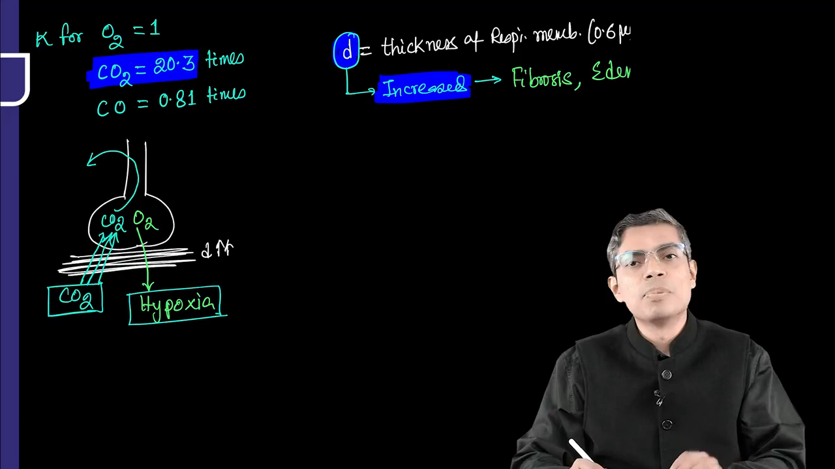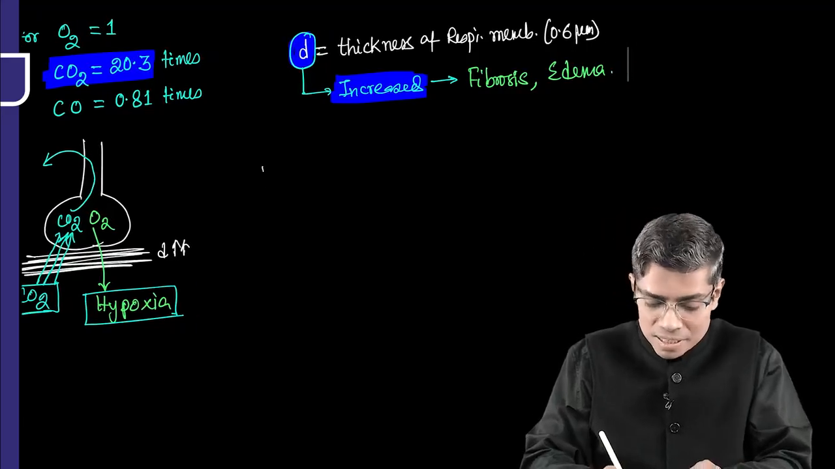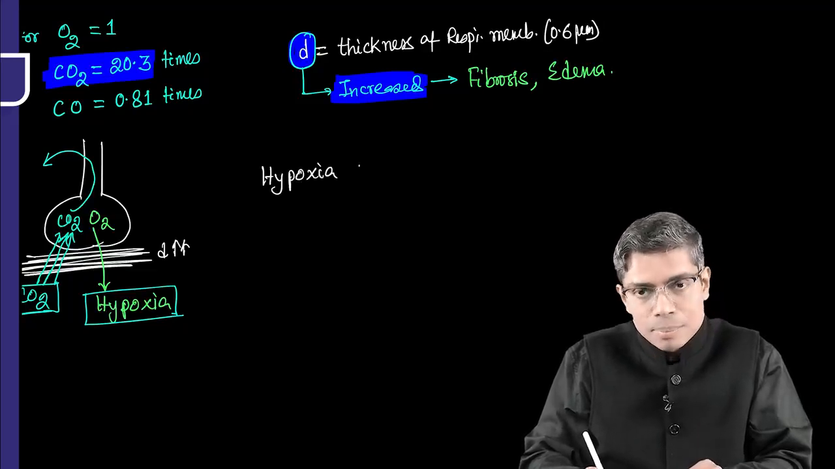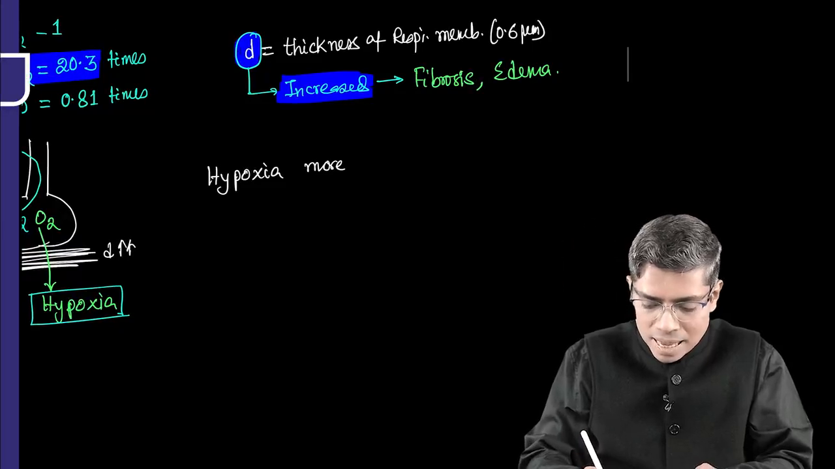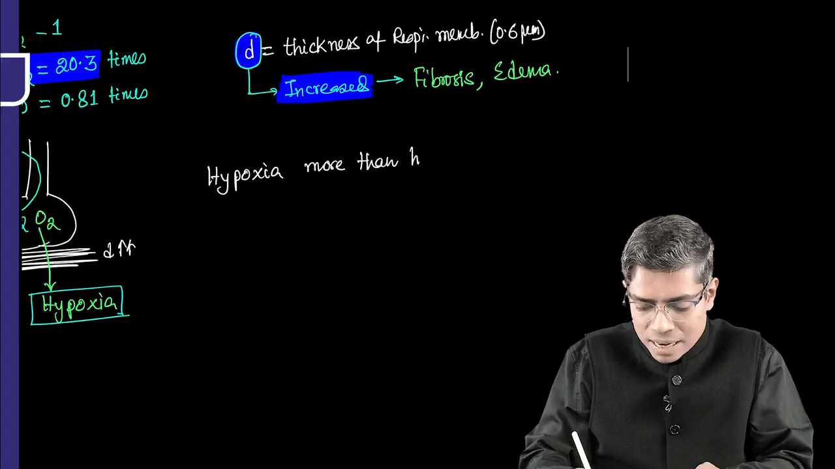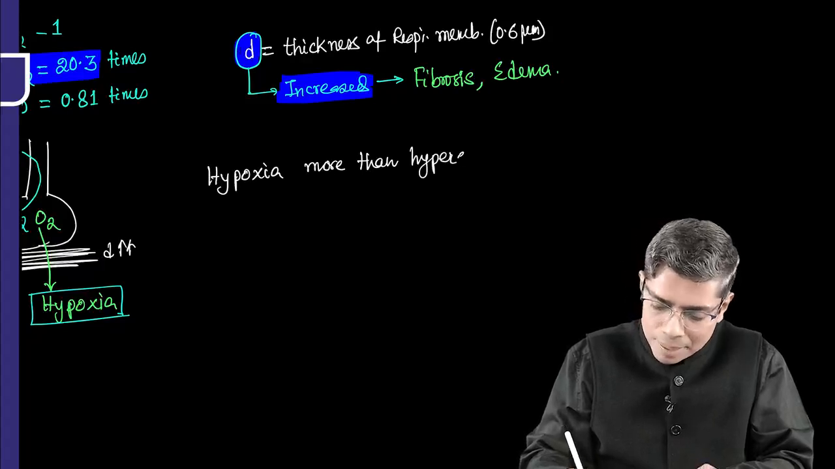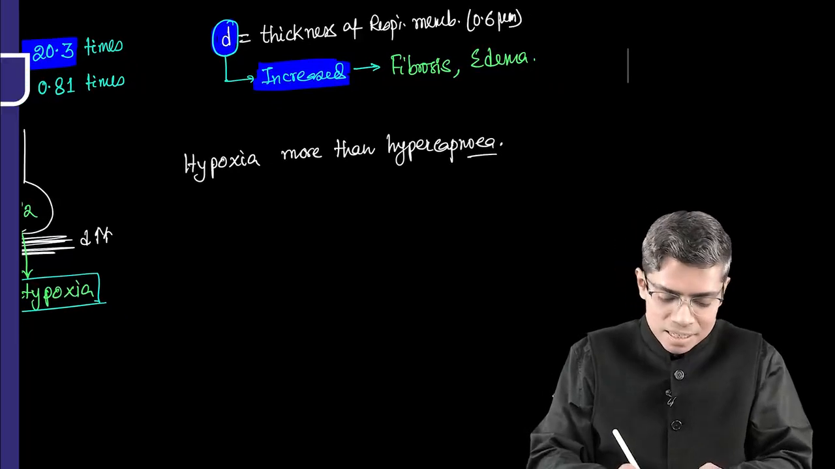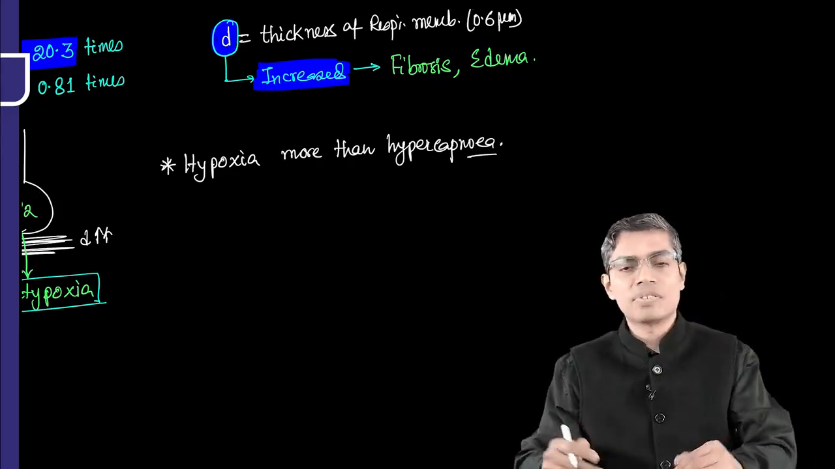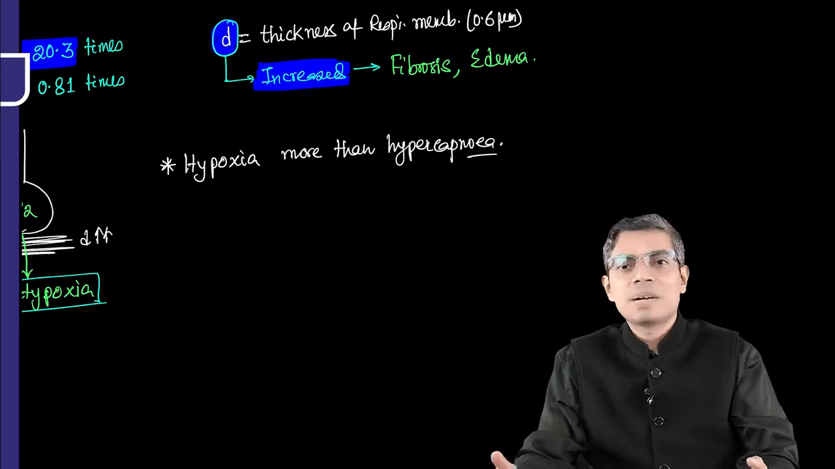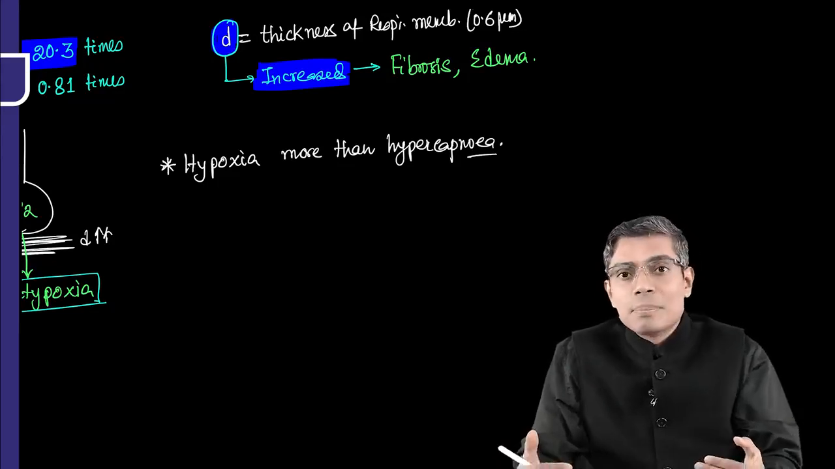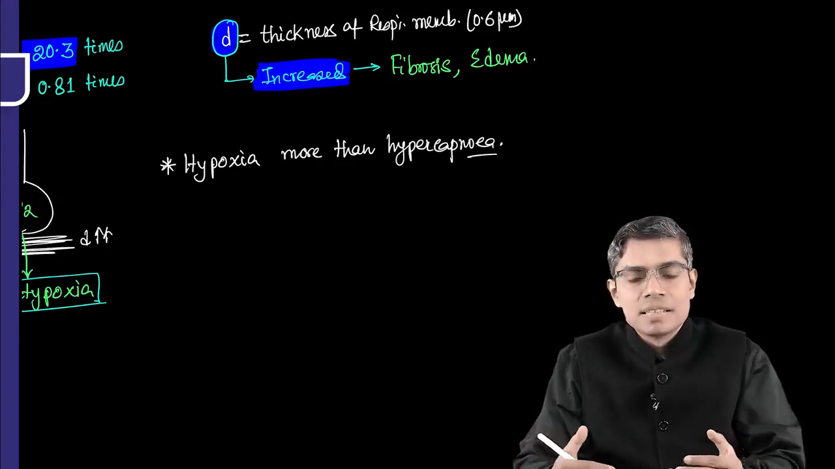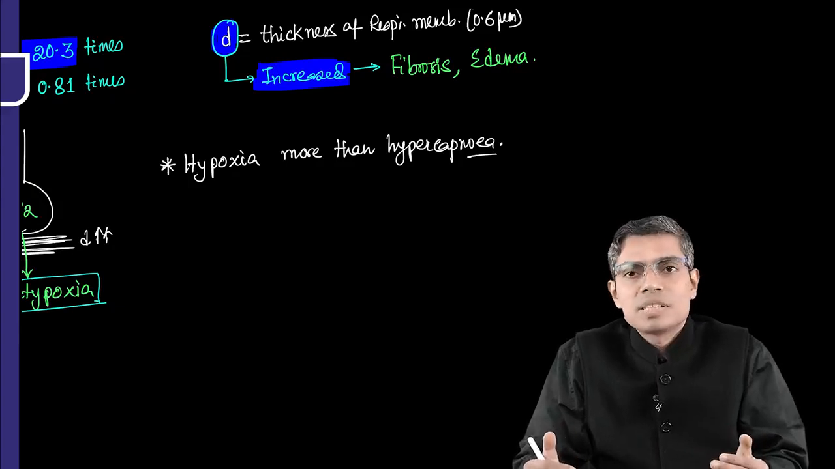That's why it is written in books that in case of respiratory diseases, hypoxia is more common than hypercapnia. Getting my point? Because carbon dioxide diffusion is much faster, more than oxygen. So the patient may suffer from hypoxia, but hypercapnia may not be present, because if the problem is at the level of diffusion distance, then carbon dioxide transport will not be that problematic.